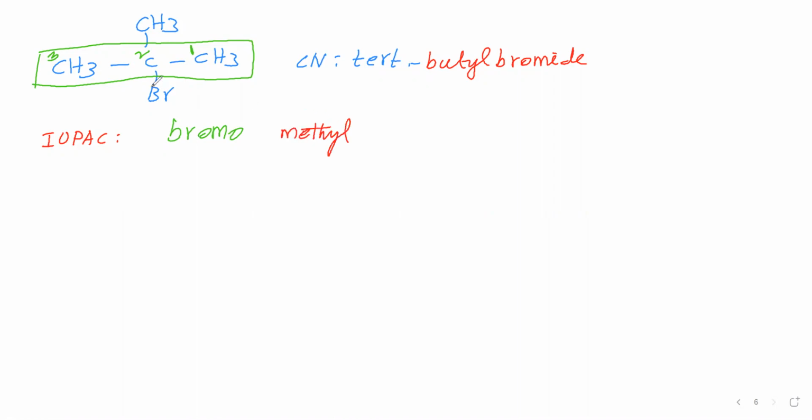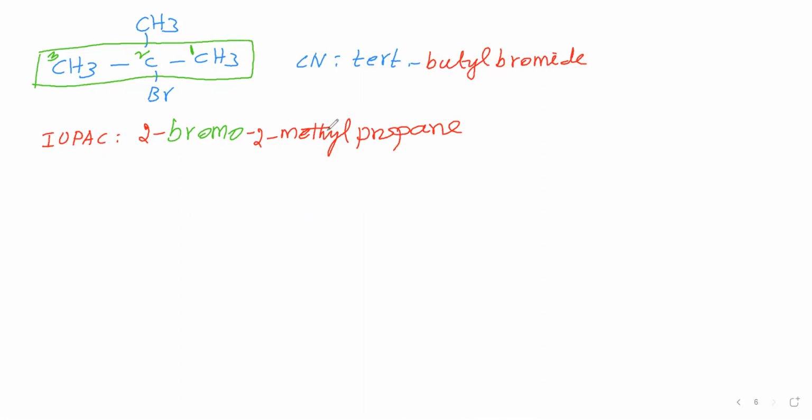Next, the parent chain contains 3 carbon atoms, therefore the root word is prop. Carbon-carbon single bond, therefore ane. Then we have to say the position of branches. Bromine position is 2 because it is attached to the second carbon. Methyl is attached to the second carbon, therefore 2 methyl. So 2 bromo 2 methyl propane is the name of this compound.